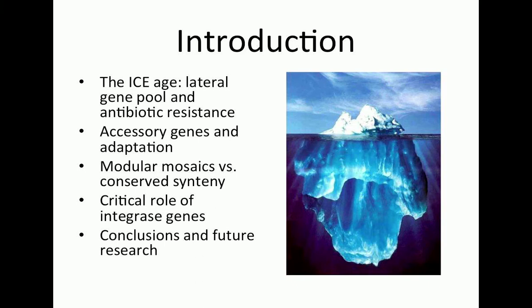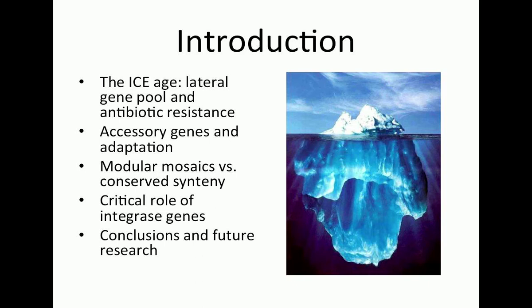Since the seminal work of Lederberg and colleagues showing that plasmids were key for transferring genes laterally, that is, other than from parent to offspring in bacteria, we have known that the lateral gene pool is very important. ICEs, integrating and conjugating elements, are relative newcomers to the mobile gene pool. However, it's increasingly being recognized that they are very important in transferable antibiotic resistance.